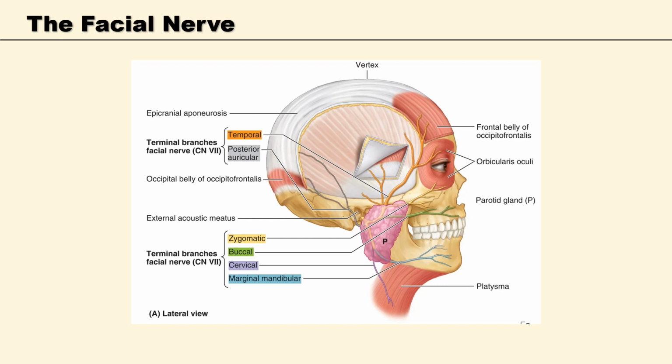Here we can see the branches of the facial nerve running anteriorly across the face to supply the muscles of facial expression. Remember that these aren't the only branches of the nerve by any means, and we'll look at the others at another time. These nerves emerge from the skull by travelling through the canal in the petrous part of the temporal bone. Just after emerging from the skull, they pass into the parotid gland, which is here.